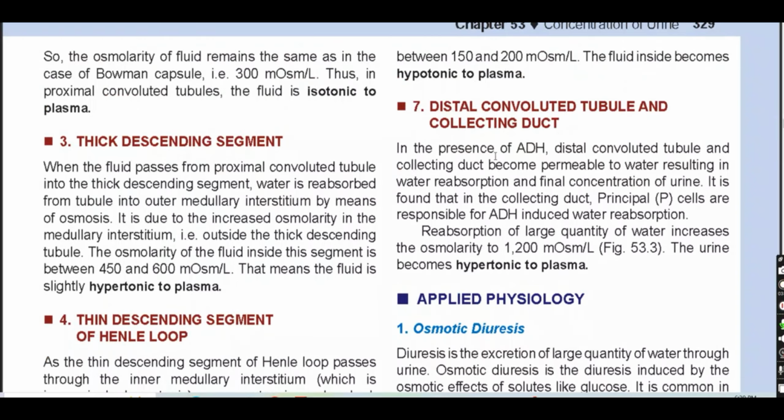Here an important function is ADH. ADH acts on the distal convoluted tubule. It becomes permeable to water, resulting in water reabsorption and the final concentration of the urine. So here the osmotic pressure gradually increases and reaches 1200 milliosmol per liter. The urine now becomes hypertonic to the plasma. So in this way, urine is concentrated.